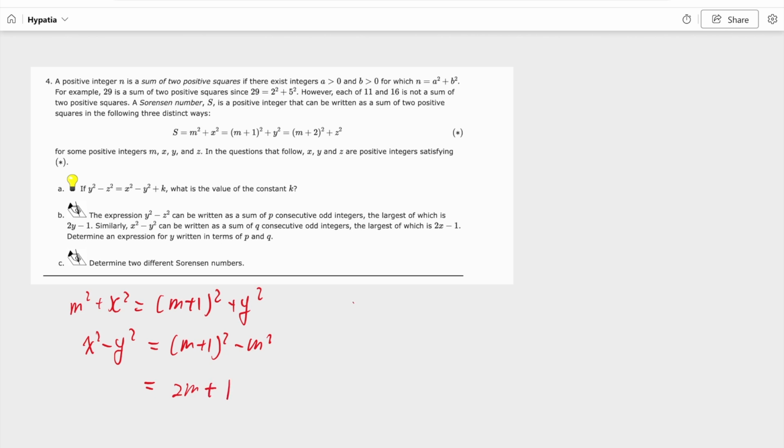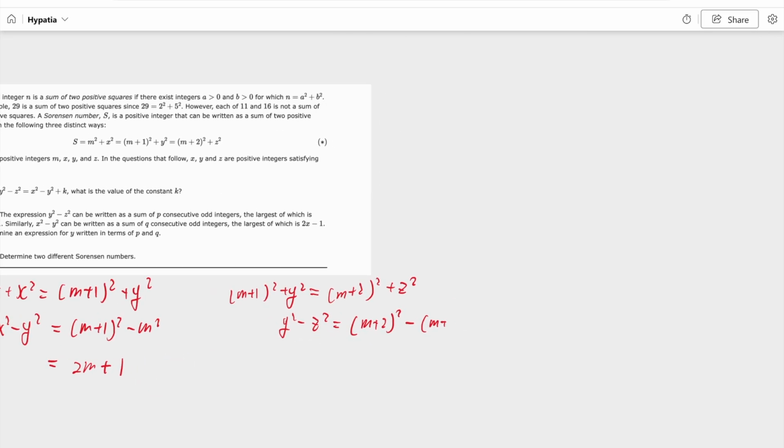For the other side, y squared minus z squared is the same thing, with this expression including z and y, and then putting the y and z on one side and the rest on the other side. Then, by opening brackets, we obtain our answer for y squared minus z squared, 2m plus 3.